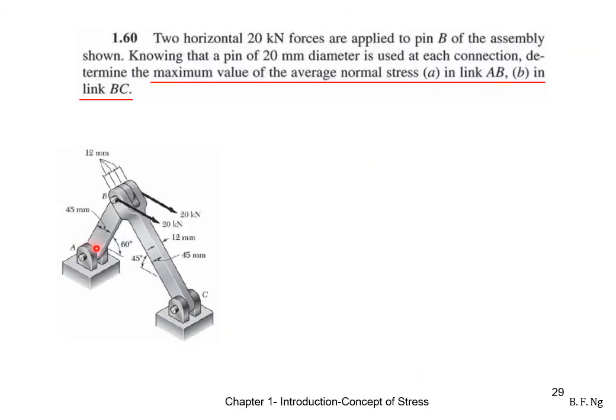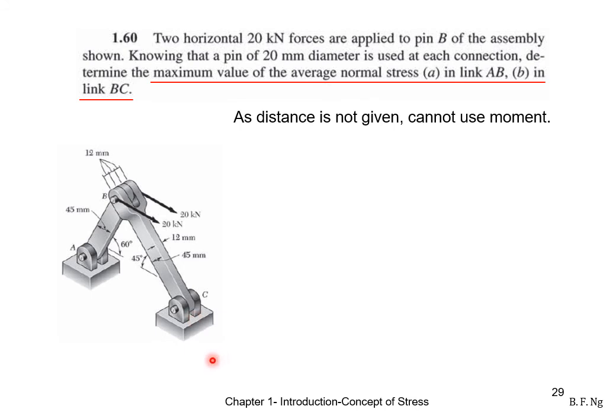In this question, we have a triangle link. We have 40 kilonewtons acting at the pin. We are also given the diameter of the pin as 20 mm at all the connections. We are told to find the maximum average normal stress in AB and BC. A couple of observations can be made here.